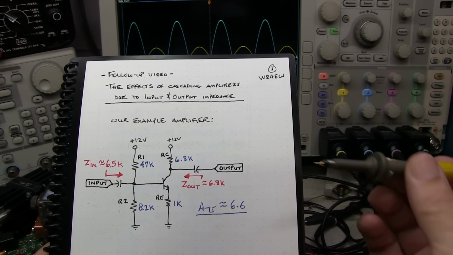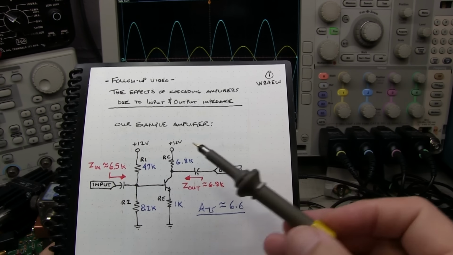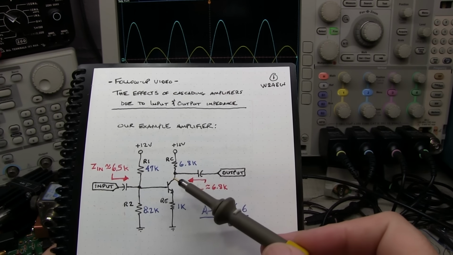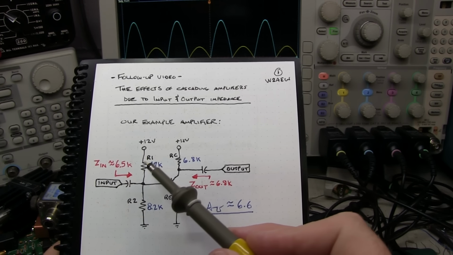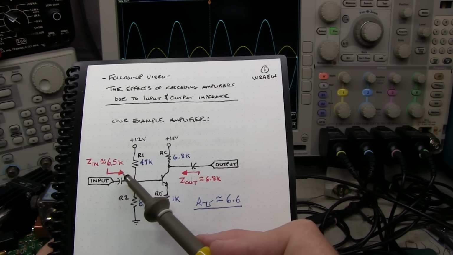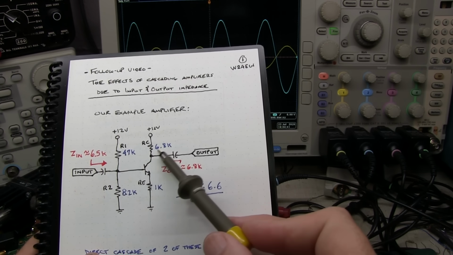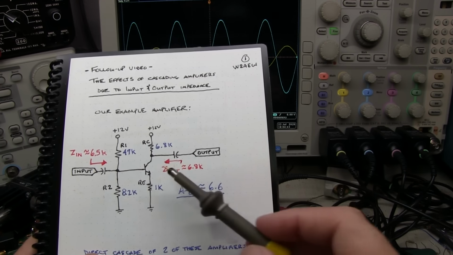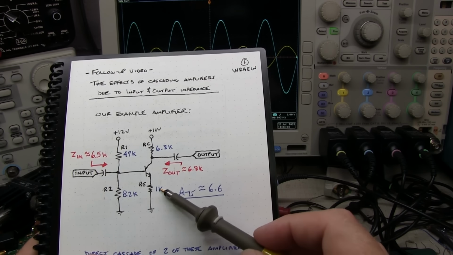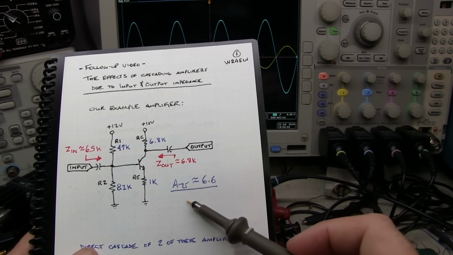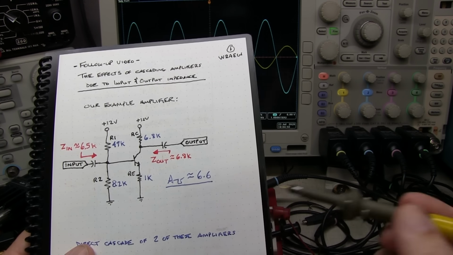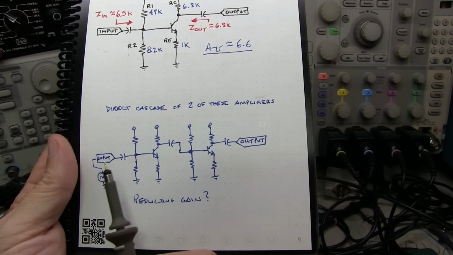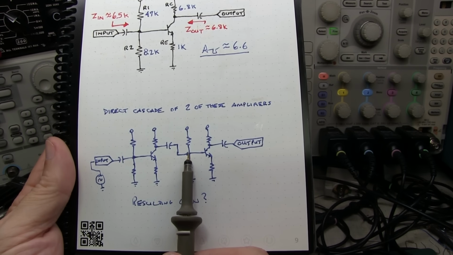So if you looked at the last video, and I'll link that down below, we looked at this particular amplifier here and calculated out the input impedance to be about 6.5 k ohms and the output impedance to basically be about 6.8 k. And this amplifier, with the emitter not bypassed, gives us a gain of about 6.6. We'll start off by simply cascading the two amplifiers together.